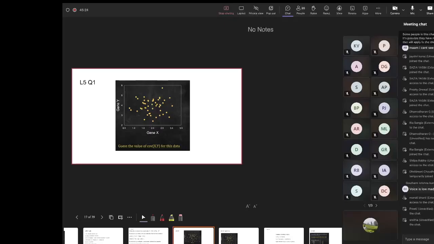So now let's discuss the problem from the lecture. Here you don't have to give the absolute value. They are just asking to guess the covariance of x comma y. It's a simple question. So you can take a minute to think about it, and then we can discuss it.